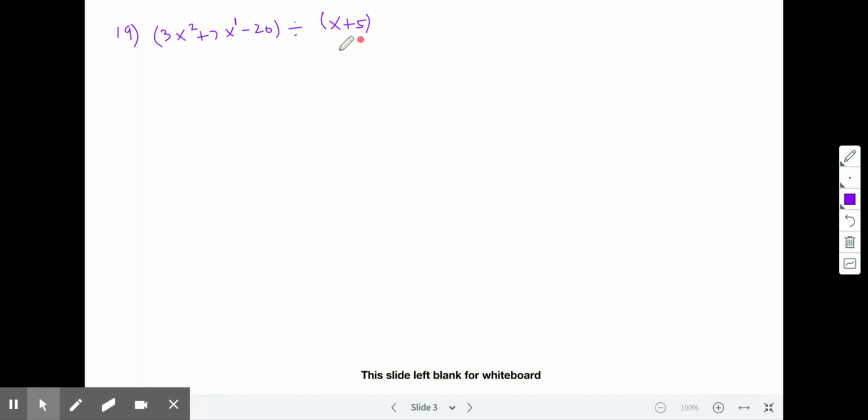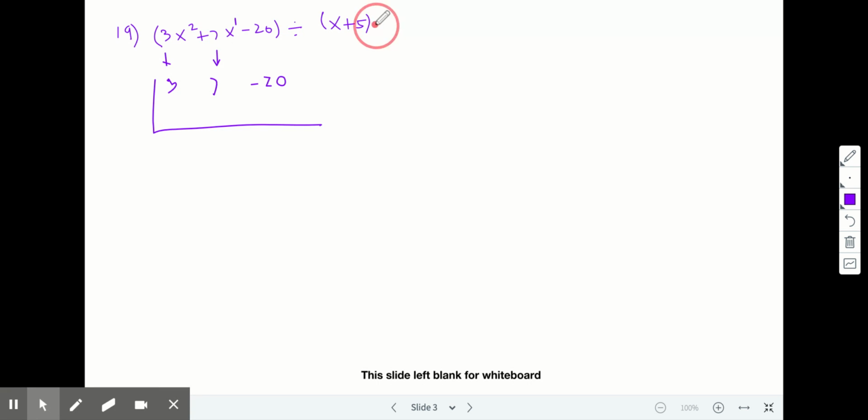Here, x plus 5. So I've got to bring my coefficients. 3. Here's the 7. And here's the negative 20. So those are my coefficients. Then I do my box for the division. And then they're saying, divide that by x plus 5.